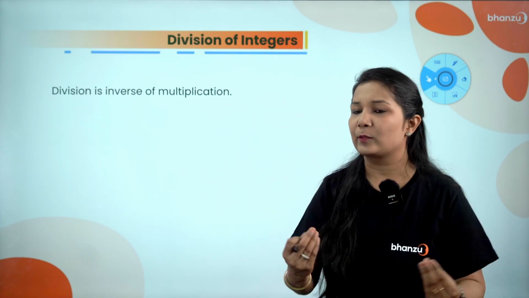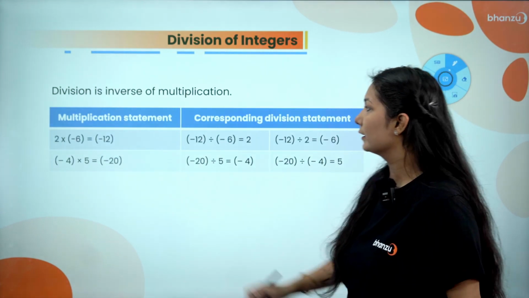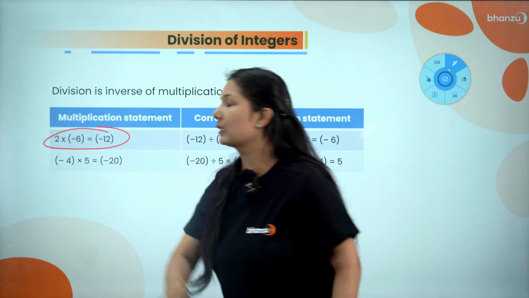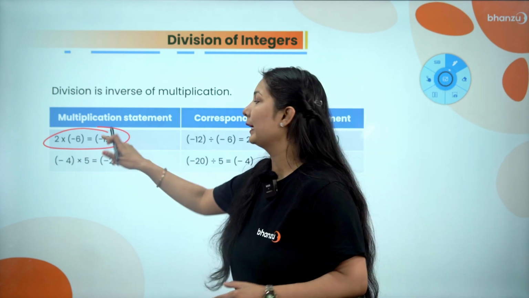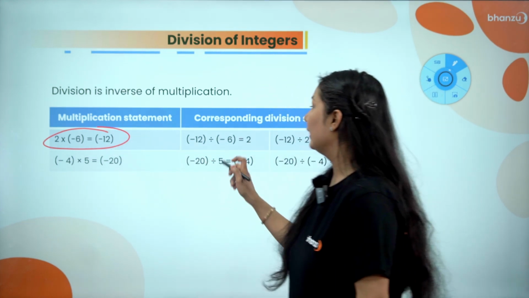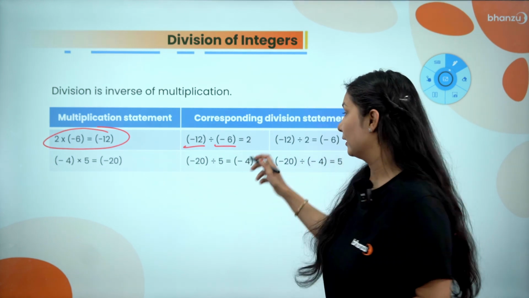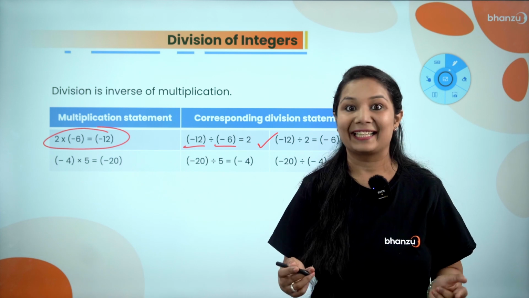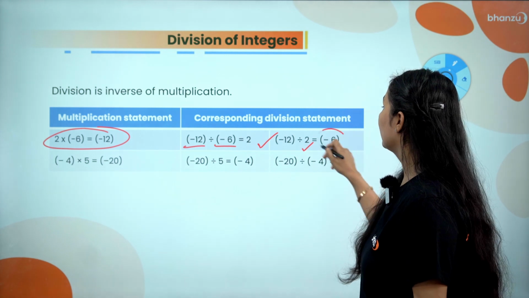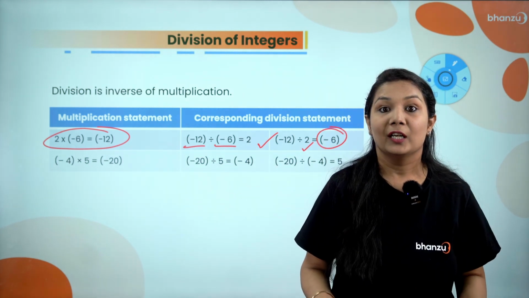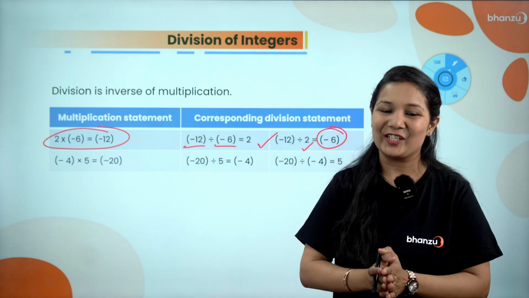So let's see a multiplicative statement over here. You can see, my dear students, that we have 2 into minus 6 gives us minus 12, right? What's the product over here? Minus 12. So now, if I divide the product by any one of the integers, I am going to get the second integer. Or it can be the other way around, the product divided by the first integer would give you the second integer. So that is why we say division is inverse of multiplication.